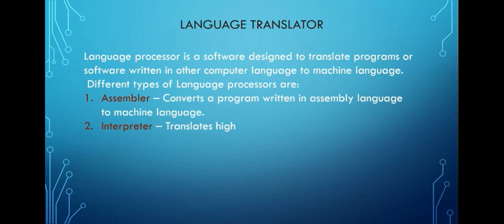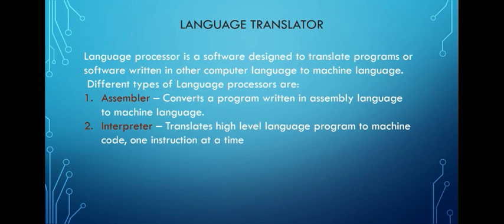Number two is interpreter. It translates a high level language program to machine code, one instruction at a time. Now interpreter is used to translate the high level languages to machine language or machine code. But interpreter converts one instruction at a time.